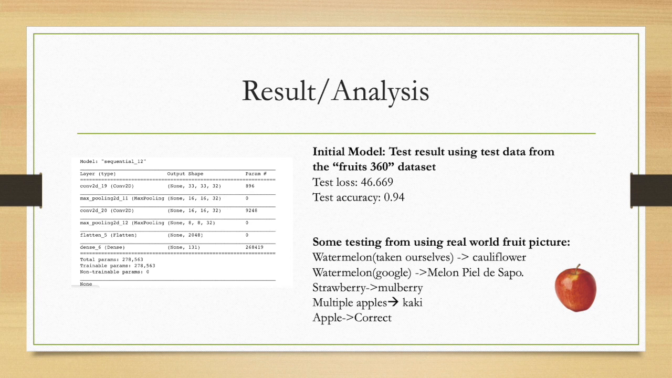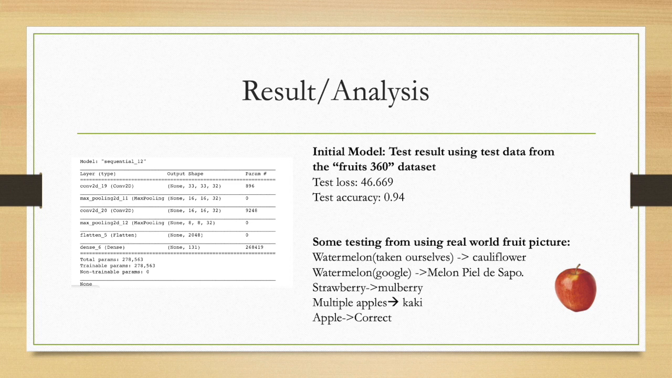Then we tried to use some real-world pictures of fruits from online and some taken ourselves. We noticed that the results were not great. For example, we took a picture of a watermelon bought from Kroger, and the model predicted it as a cauliflower. One time we actually got the prediction correct is when we intentionally chose a picture of an apple that looks similar to the training data of an apple, and this time we got it correct.